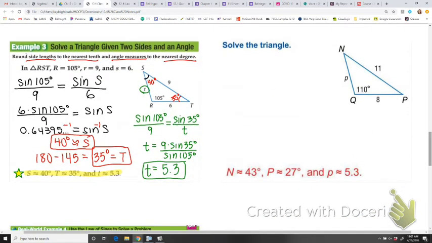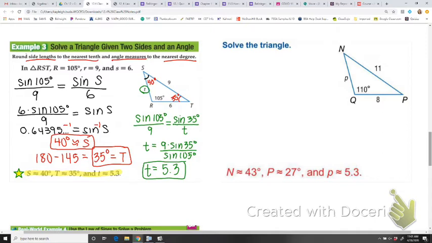Example 3. So this is if you know 2 sides and 1 angle. Round the side lengths to the nearest tenth and all angle measures to the nearest degree. So you're going to see that come up in all of these questions. So now I only had 2 of the sides and 1 angle. So instead of jumping right into finding the angle by adding them up and subtracting from 180, I can't do that. So I need to start with the law of sines.